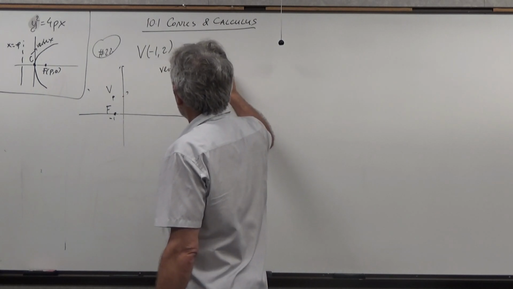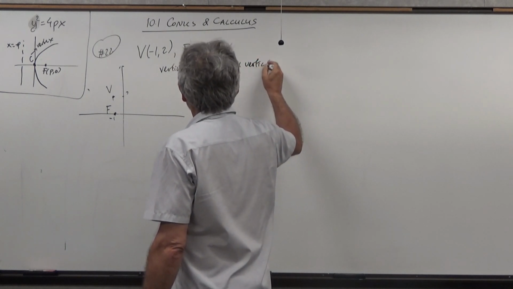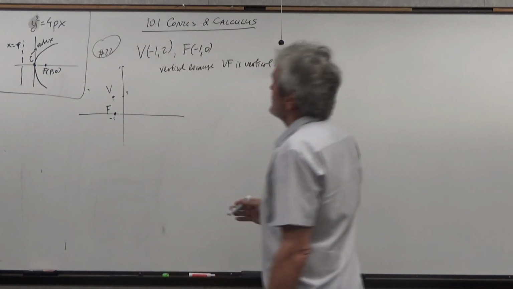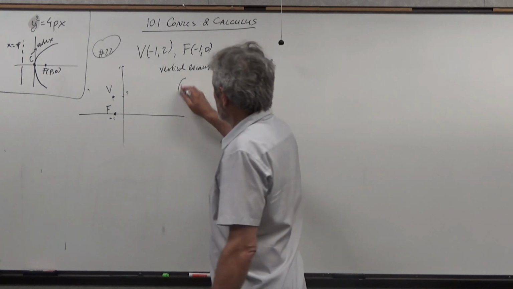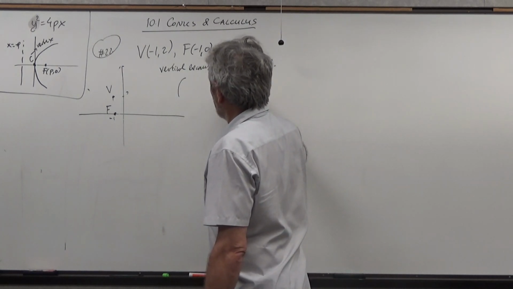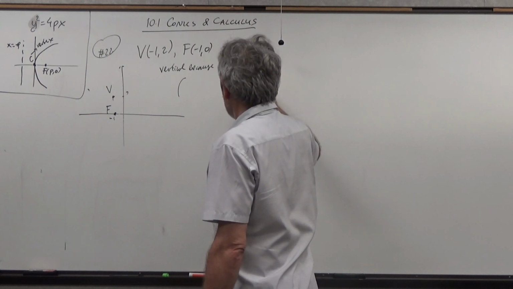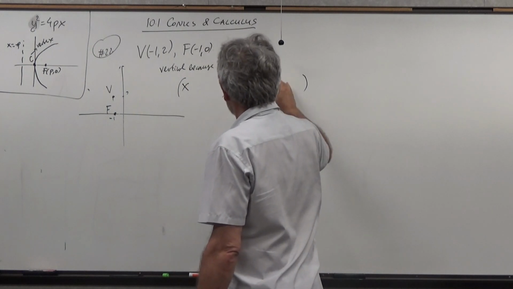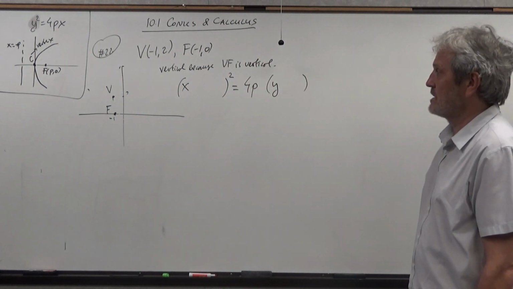Because VF is vertical. So check out the connector, C or VF. If it's vertical, it's vertical. So what is that telling me? If it's vertical, then x will be squared, and then 4p is here, and then y. So x will be here, y will be here. So it's vertical, x will be squared.